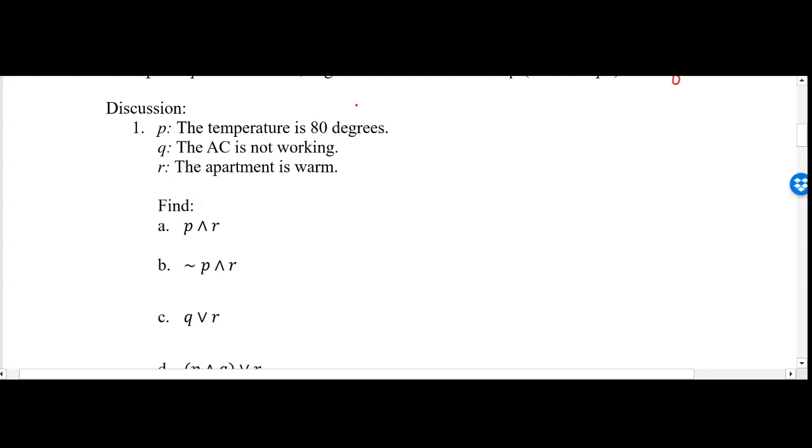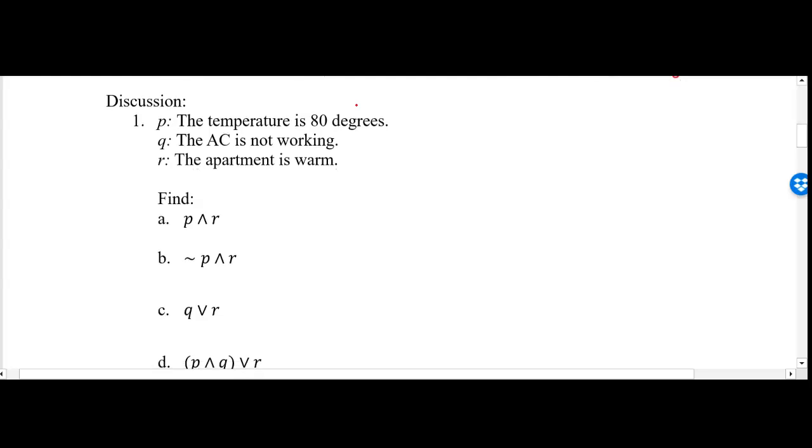Let me see if I can slide this up a little more. Let's go to the discussion, just to show you different ways we can do this, how we would write this out.